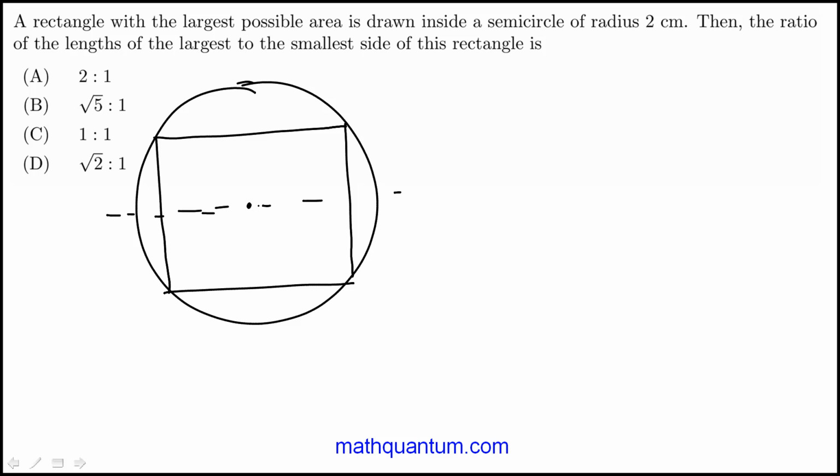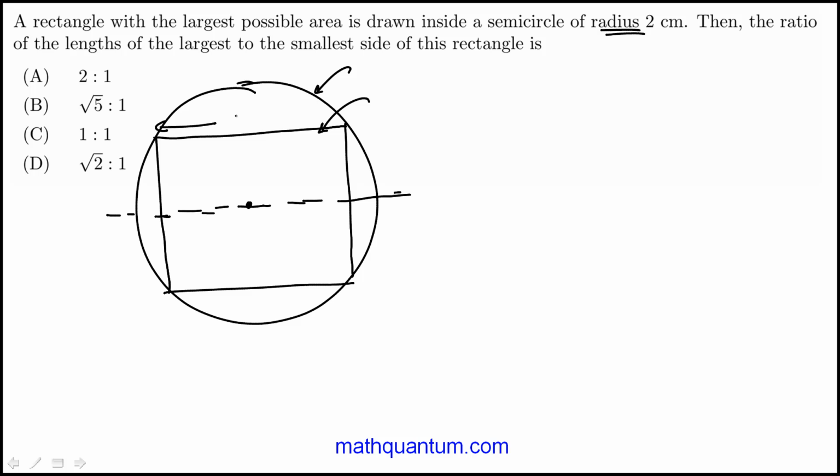And if you imagine dividing this into two parts, you have this semicircle which has a radius of 2. So really, we don't even need to look at these dimensions. We know that it's half a square here. That will be the corresponding rectangle that will have the largest area.